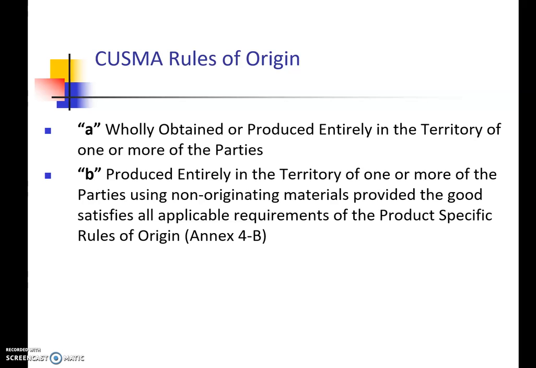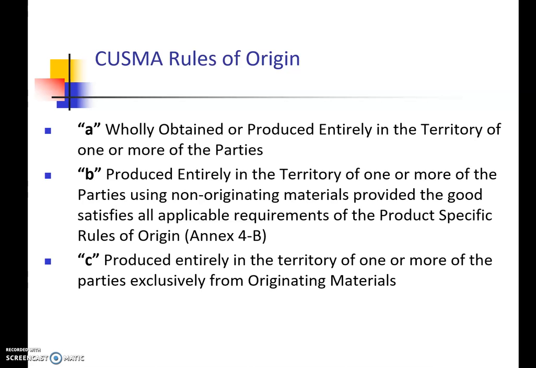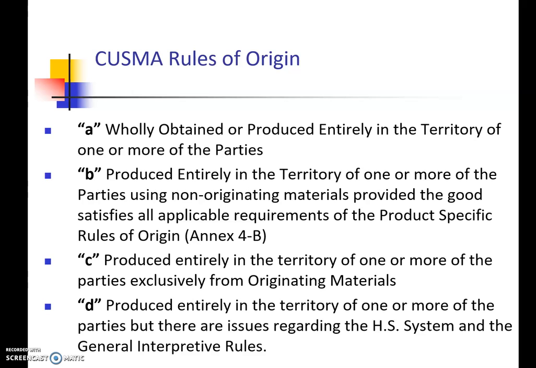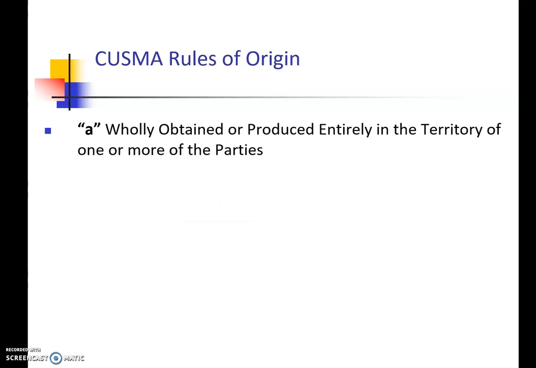Now, this is the difficult one. We'll do this one last. Today we're going to do A, but there's 3 other ones. There is C, produced entirely in the territory of one or more of the parties exclusively from originating materials. And we'll talk about C later. And D, produced entirely in the territory of one or more of the parties, but there are issues regarding the HS system and the general interpretive rules. Remember, I told you we had to remember the HS system, we had to remember the general interpretive rules. But today, we are going to talk about and examine A, wholly obtained or produced. Okay?